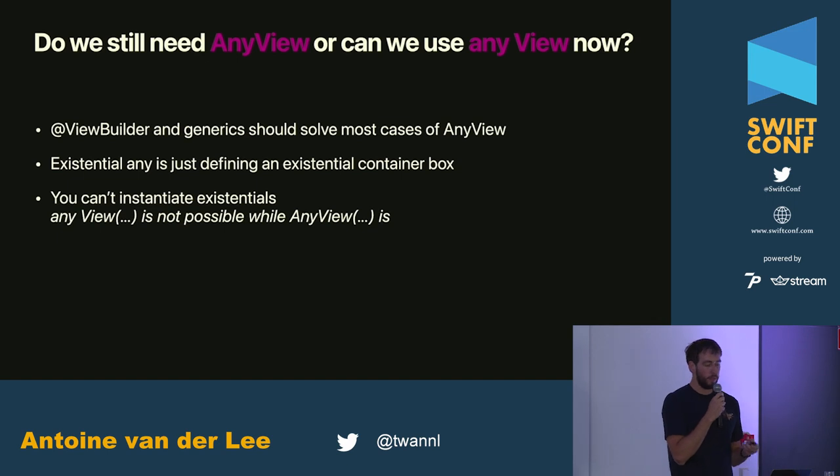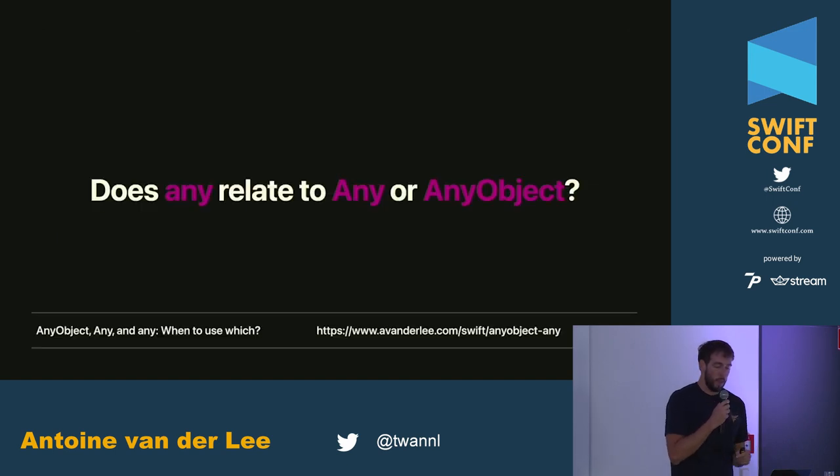Yeah, and I think a big difference is that an existential can be initiated, whereas AnyView can be initiated. But I believe you should be able to stay away from AnyView today. And if I pronounce this, it doesn't make any sense, but the lowercase any relates to the uppercase Any or AnyObject. I wrote about this. There is some relation, but they are definitely different types. So if you want to know more about this, I encourage you to read my article about it.